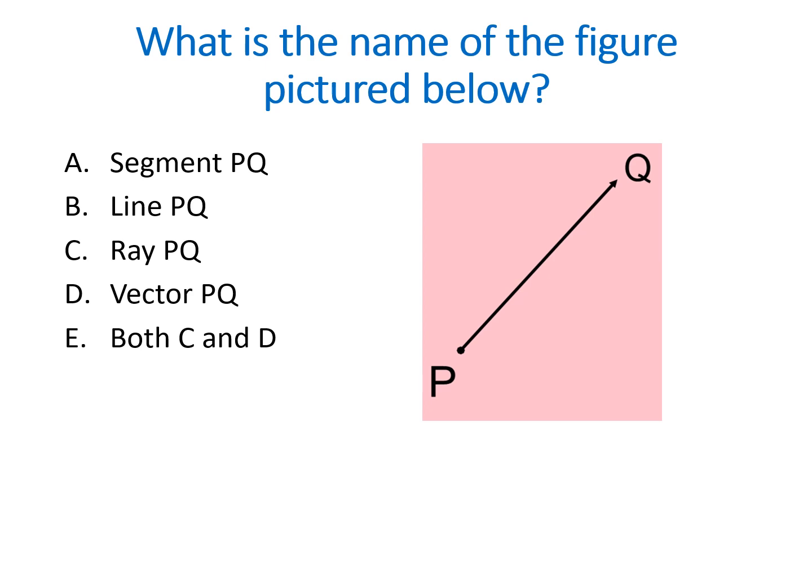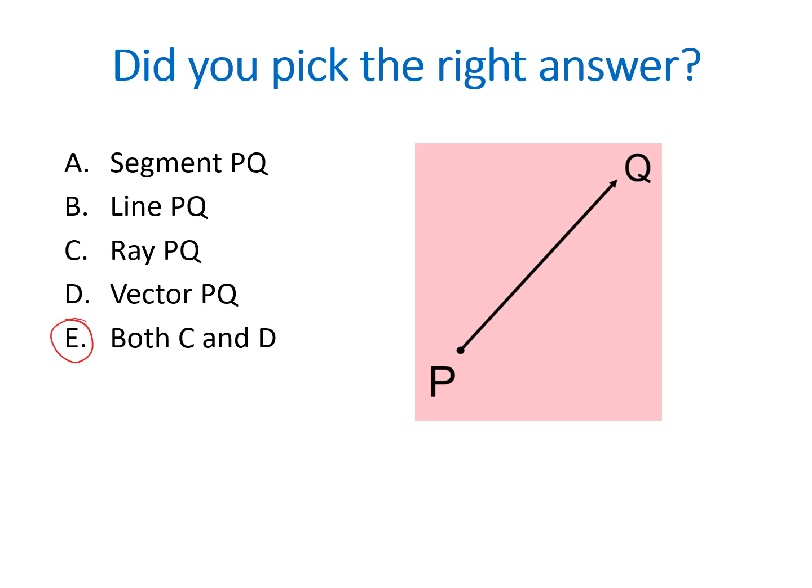All right, so let's start off with a multiple choice question. What is the name of the figure pictured below? Is it letter A, segment PQ, letter B, line PQ, letter C, ray PQ, letter D, vector PQ, or letter E, both C and D? All right, drum roll. The correct answer is E.